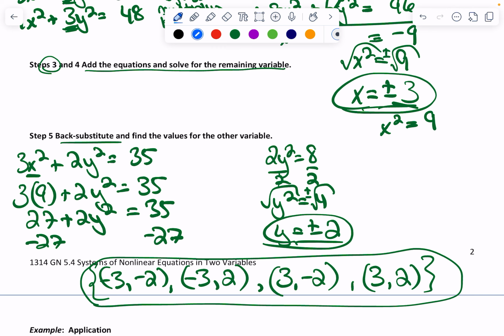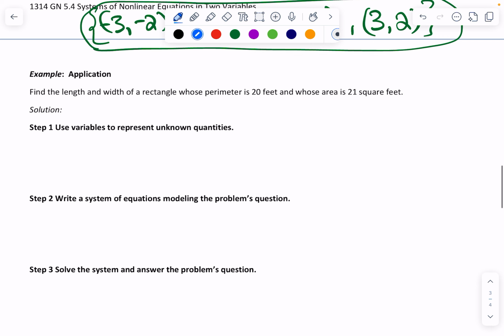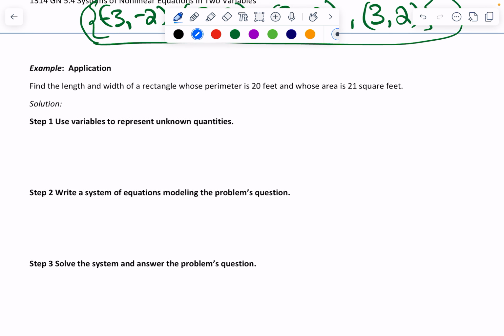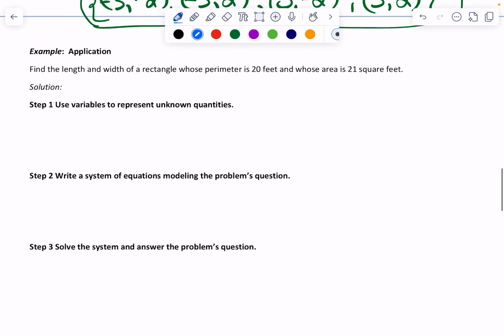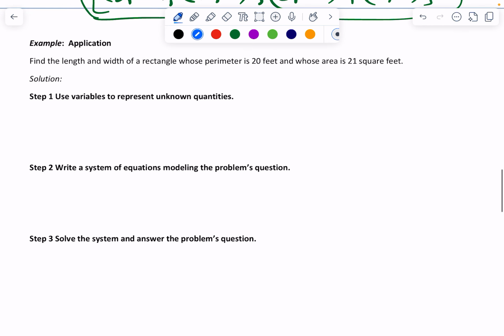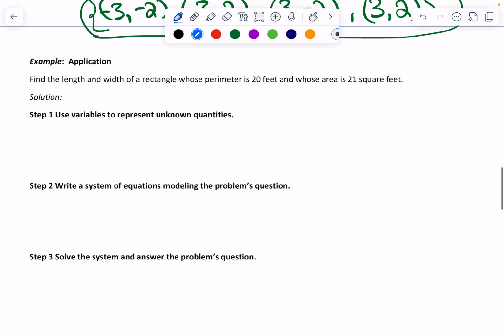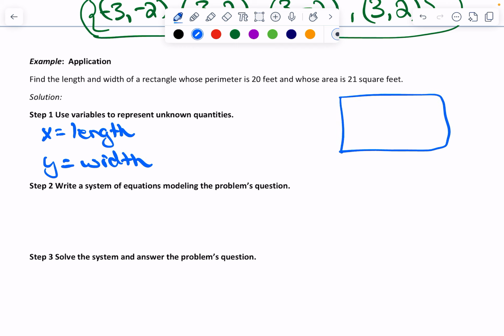All right, let's look at an application here. Find the length and width of a rectangle whose perimeter is 20 feet and whose area is 21 square feet. So use variables to represent unknown quantities. We're just going to say that x equals length and y equals width. Okay, so let's look at a rectangle, x, x, y, and y.